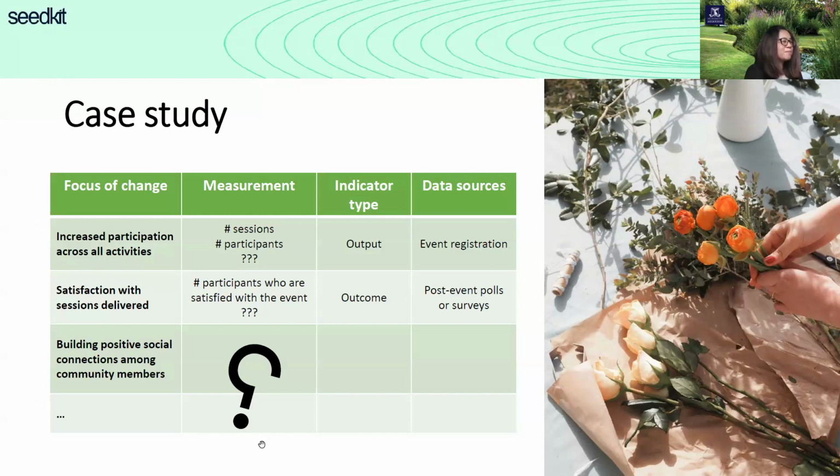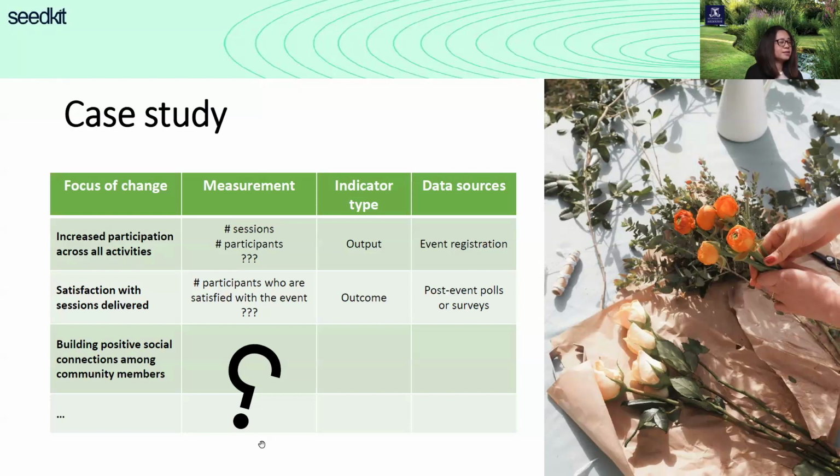So I put some example here, so to give people some thinking and ideas. So for example, when we want to see increased participation across activities, what are the indicators we would like to collect and report or to measure that? So number of sessions, number of different activities sessions delivered, number of participants, for example, and what else we would like to capture there to be able to measure increased participation, maybe number of volunteers, for example.